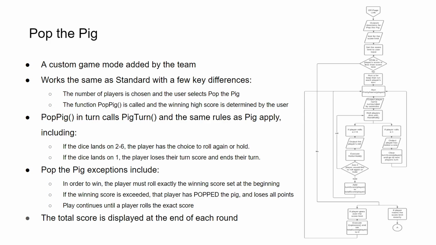The same rules as Pig apply, including if the dice lands on 2 to 6, the player has the choice to roll again or hold. If the dice lands on 1, however, the player loses their turn score and ends their turn.